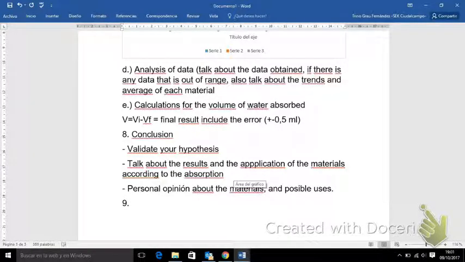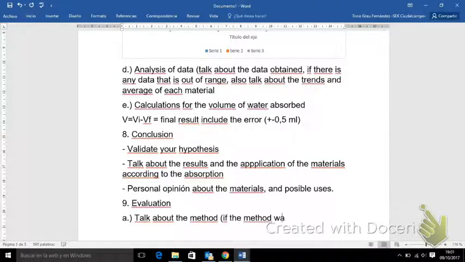The final section will be the conclusion and evaluation. And in the evaluation, you have 3 sections. First section, you need to talk about the method. Talk about the method, if the method was correct, the steps adequate, etc.